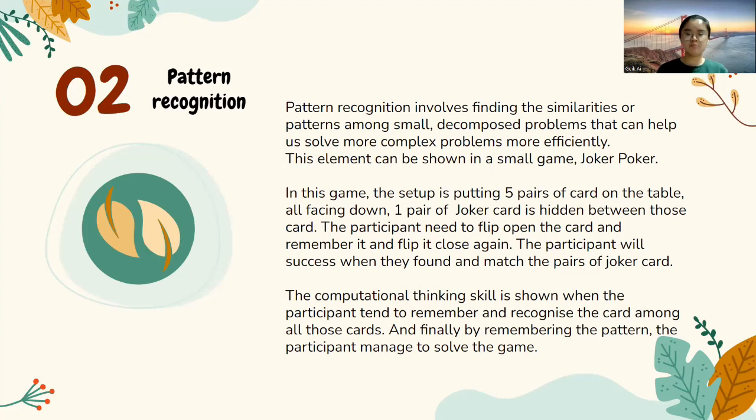In this game, the setup is to put 5 pairs of cards on the table, all facing down. One pair of Joker cards is hidden among those cards. The participant needs to flip open a card, remember it, and flip it closed again. The participant will succeed when they find and match the pair of Joker cards. The computational thinking skill is shown when the participant tries to remember and recognize the cards among all those cards. And finally, by remembering the pattern, the participant manages to solve the game.